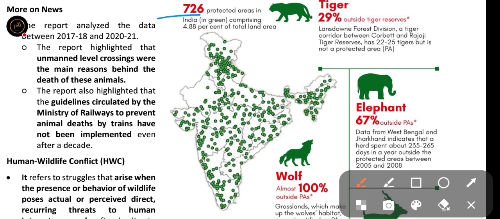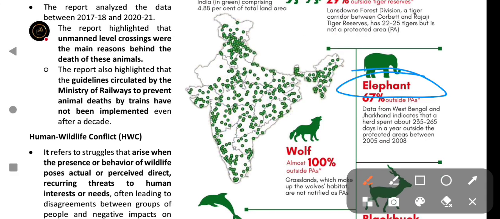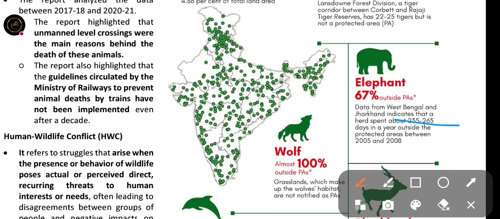There are 726 protected areas in India, comprising 4.88% of total land area, okay. Out of this, 29% of tigers are outside tiger reserves. Lansdowne Forest Division, a tiger corridor between Corbett and Rajaji Tiger Reserve, has 20 to 25 tigers but is not a protected area, okay. And 67% of elephants are outside the protected areas. Data from West Bengal and Jharkhand indicates that a herd spent about 235 to 265 days in a year outside the protected area between 2005 and 2008.